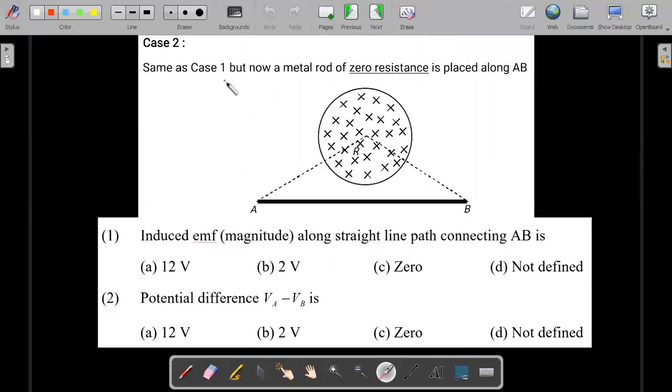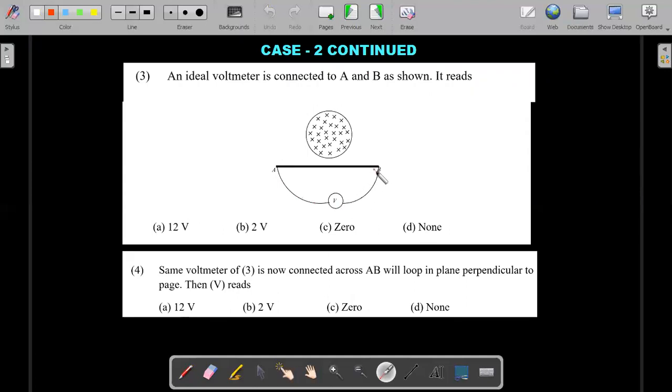It is the same as case 1, same conditions and all. Diagram I have not drawn. This is the same 60-degree logic, everything, but the only difference is last time all these were dotted lines. Now instead of AB being a dotted path, just a path, this time I placed a metal rod. Metal rod is of 0 resistance, which is placed along AB. Again, I want the induced EMF along AB, the potential difference across AB points, and if a voltmeter is connected across AB, now there is a rod, right? So if it is connected, does it read anything? And if so, what among these options?